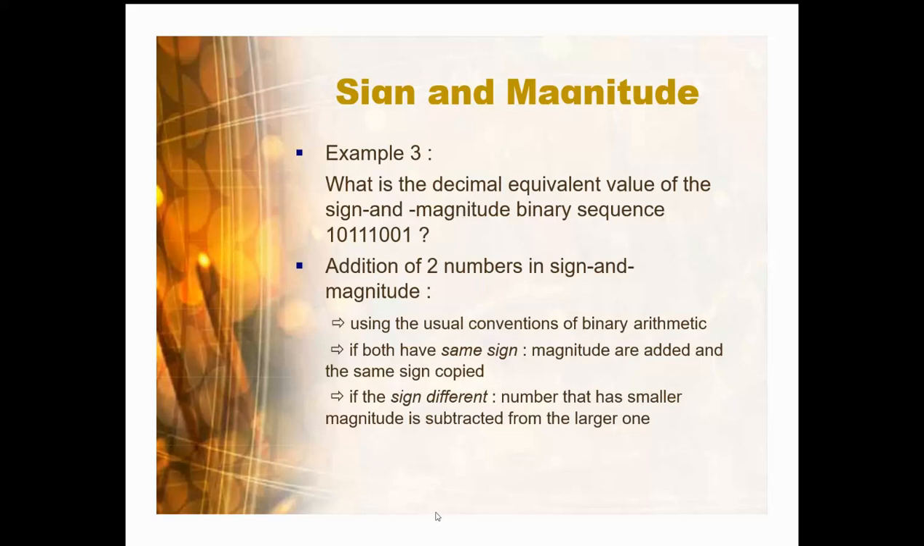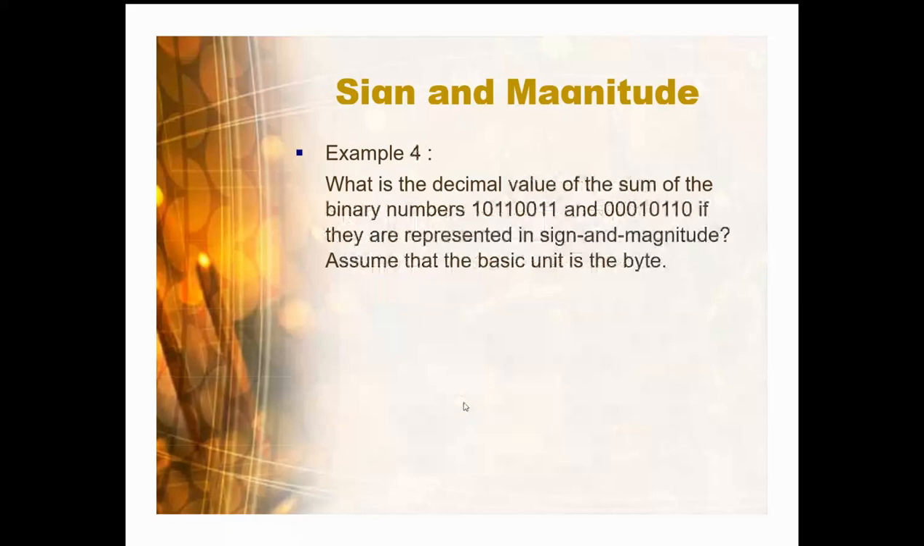Okay, apa maksud dia? Kalau you tambah dua number dalam satu sign numbers, okay, use pakai convention of binary arithmetic lah, macam biasa kita tambah tadi. Tetapi apabila dia mempunyai same sign, maksudnya dia positif, maka you boleh add the magnitude macam biasa. Tetapi apabila you punya sign adalah different, contohnya satu positif, satu negatif, maka you kena tolak nilai yang the smaller magnitude must be subtracted from the larger one. Yang besar tolak yang kecil. So katakanlah yang nilai tu adalah yang besar tu adalah negatif. Maka dia akan jadi negatif.